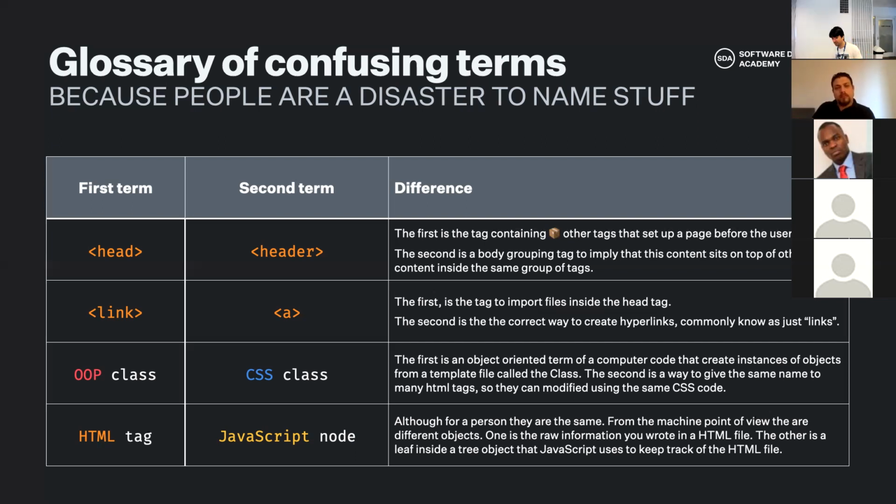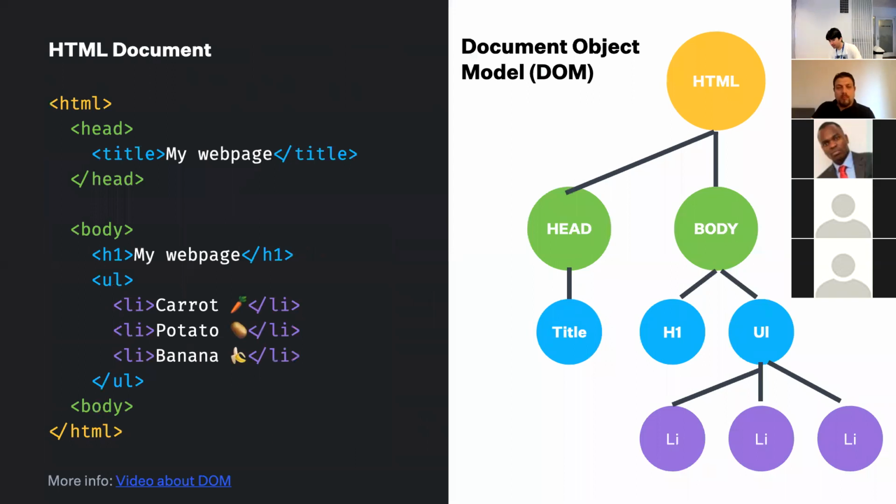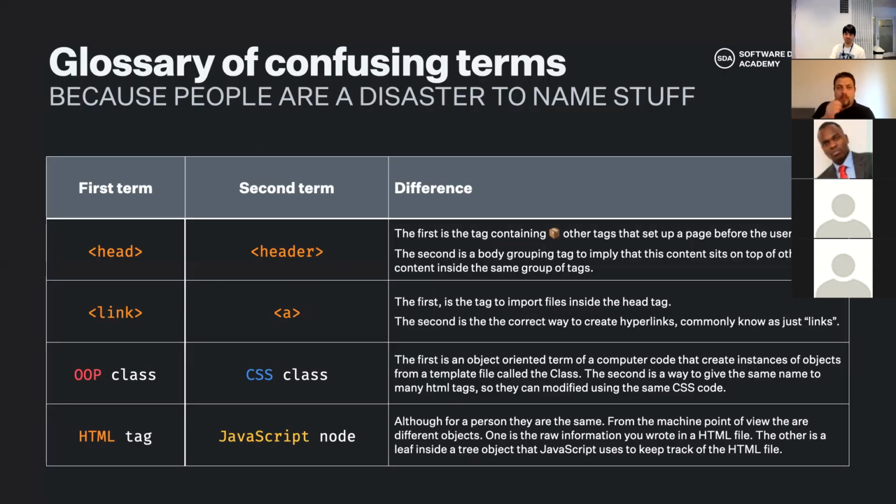One is the raw information that you wrote in the HTML file. The other one is the live object that JavaScript uses to keep track of your HTML file. So they are super related, but they are not the same. One contains your information. One is just a structure to find the information. So quite different.